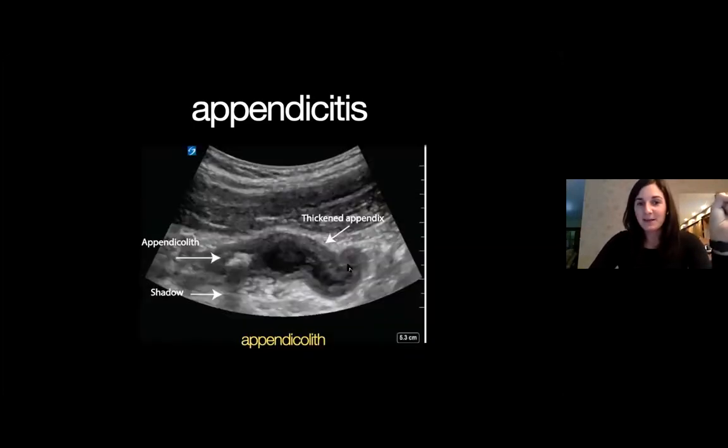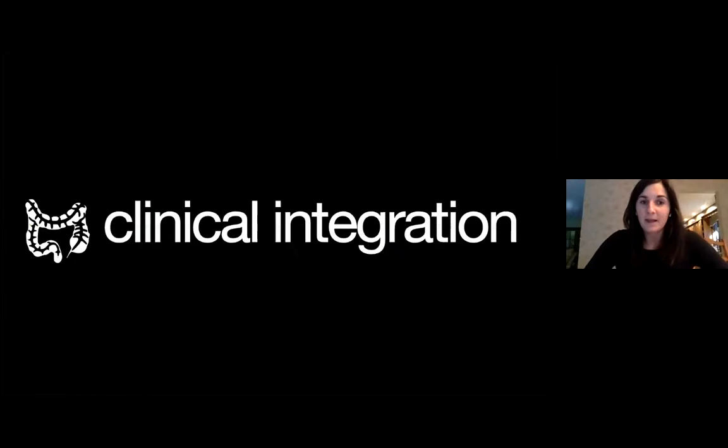Other signs, sometimes you're going to be able to appreciate a very thickened appendix, right? You can see how the wall looks angry. And here you have the appendicolith, just like the gallbladder stone that you can appreciate in the gallbladder. Here you have a little stone or a little appendicolith in the appendix that's definitely causing the obstruction and the pathology, giving you that shadow. Another sign suggestive of appendicitis.